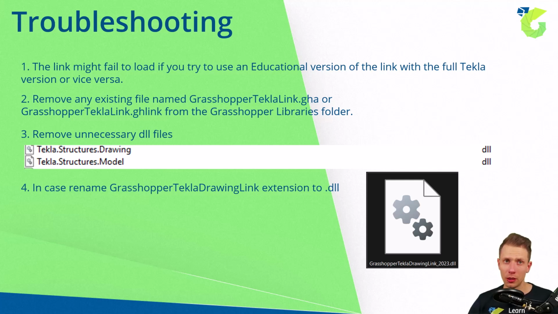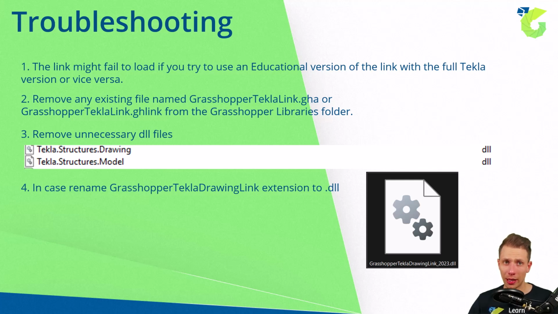What else can go wrong? You can remove any existing file named Grasshopper-Tekla live link GHA, or Grasshopper-Tekla live link, from the libraries that are older. Sometimes maybe you have really old files and there can be some clashes. So if you would like to update it, always try to delete all the old files related to Tekla and go through the installation process one more time.